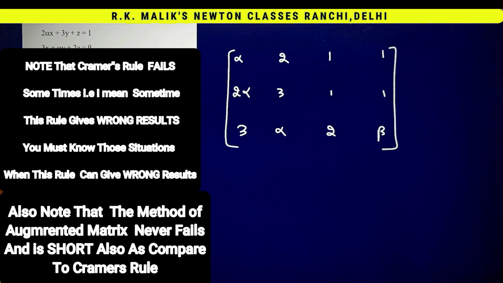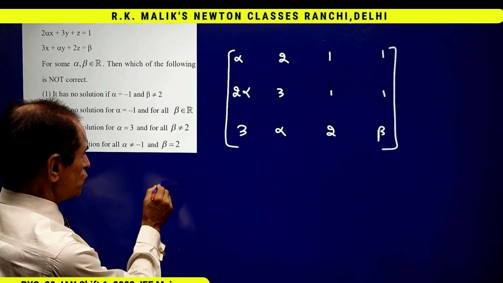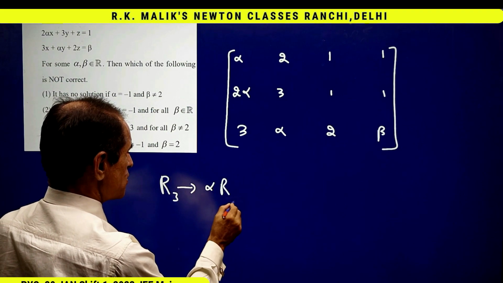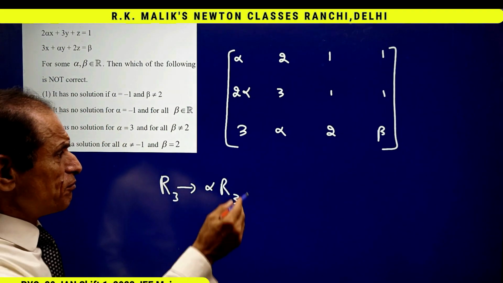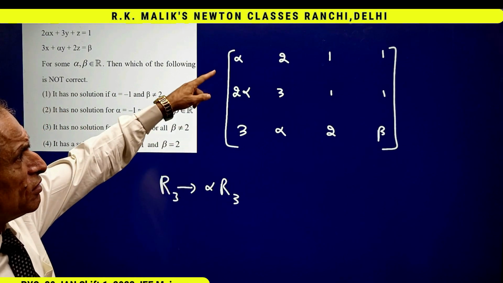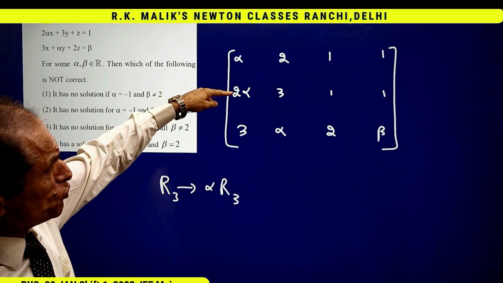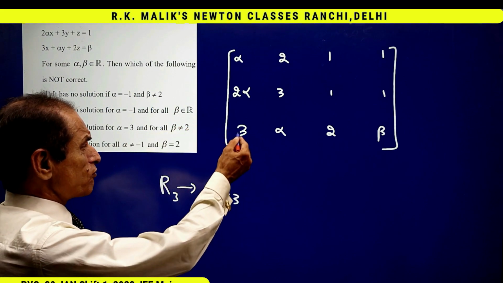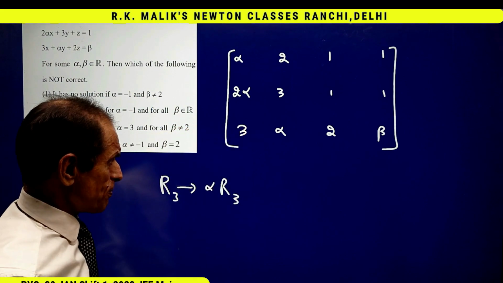If you don't know the concept of augmented matrix, I will suggest you to see my video of matrices for JEE. First of all, I use the operation R3 changes to alpha R3. That is, I am multiplying this row by alpha, so that when alpha, 2 alpha and 3 alpha will be there, it will become easier for me to make it 0.